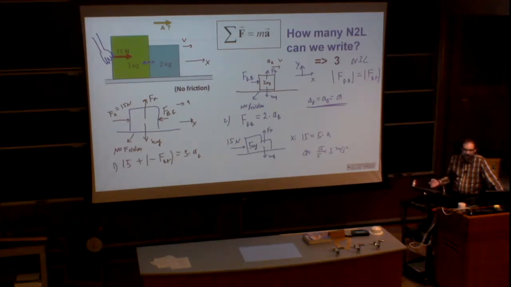Or we could do it differently. We could have solved the equations first, calculate force and acceleration, and then we could check that the third equation also works. We'll always have more equations than we need. Any questions?